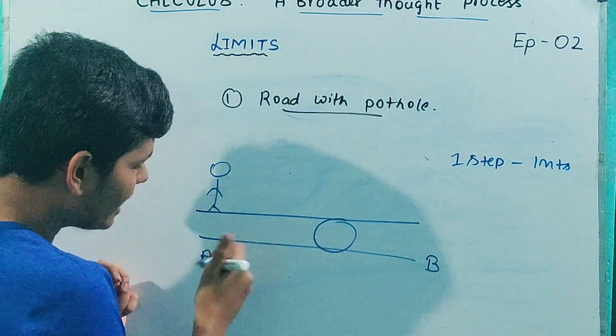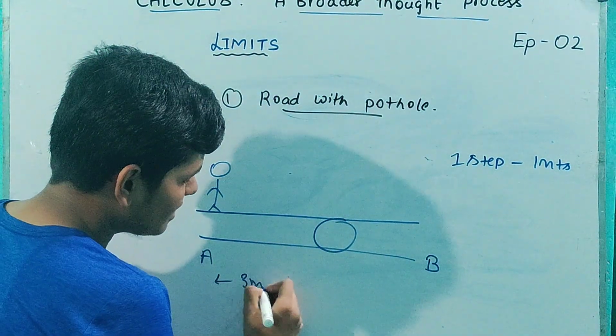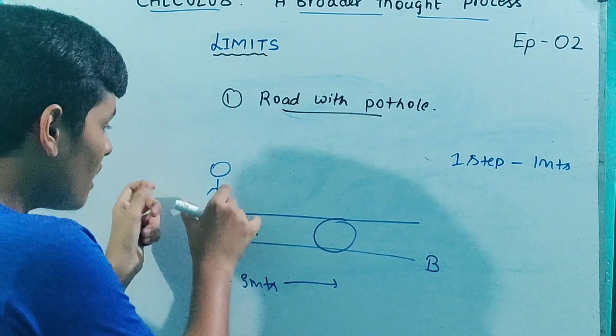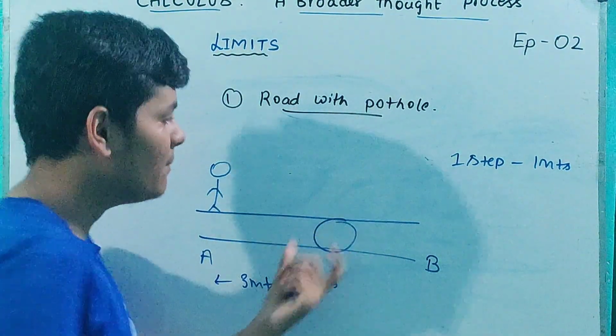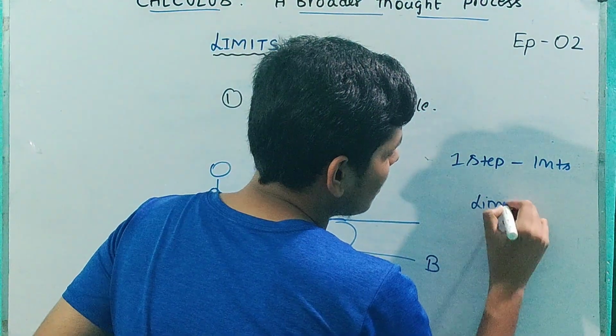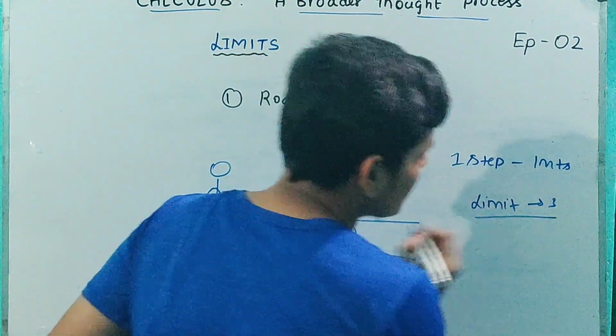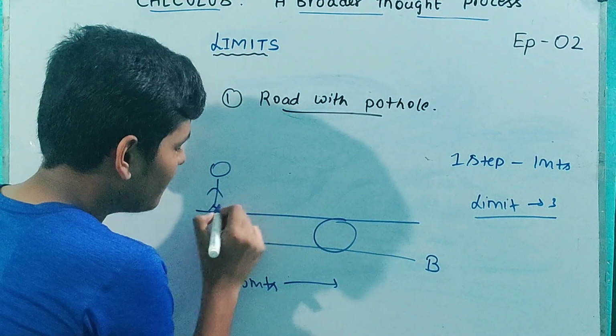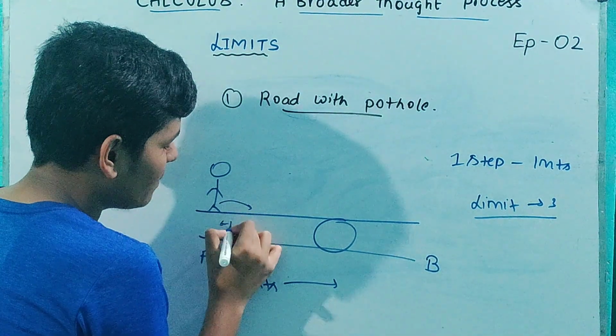And from the point A, at 3 meters, there is this pothole. Okay. So I will be having a limit here of 3. Now what is the meaning of limit of 3? Now if I take one step, I will reach over here. This will cover 1 meter.